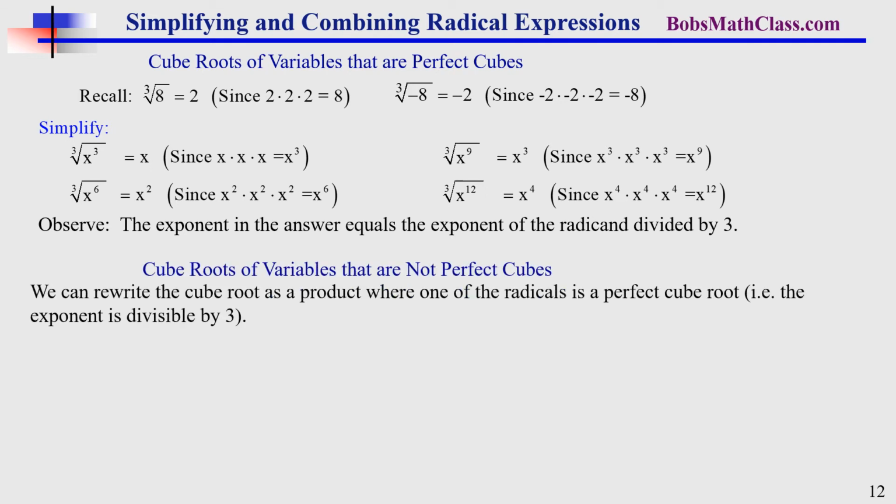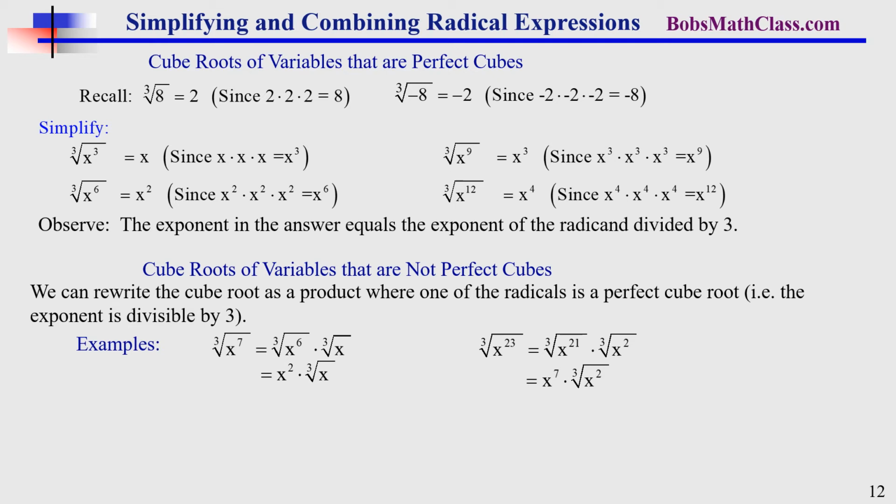So now let's talk about when they're not perfect cubes. Again, you can use a combination of methods. It's easier to write it when the first one is a perfect cube. So you want it to be a 6, or a 12, or a 9, or a 3. In this case, we have the cube root of x to the 7th. So we can rewrite that as the cube root of x to the 6th times the cube root of x.